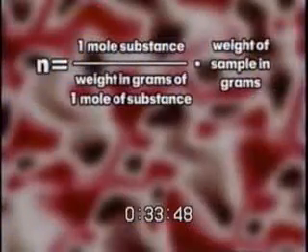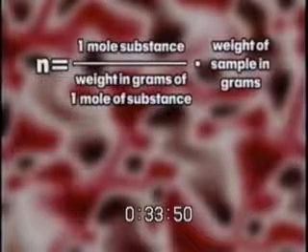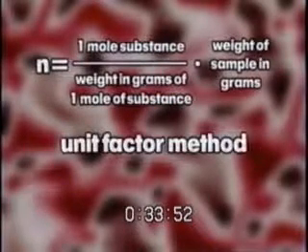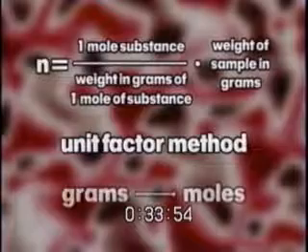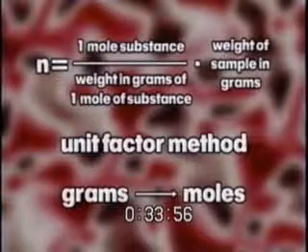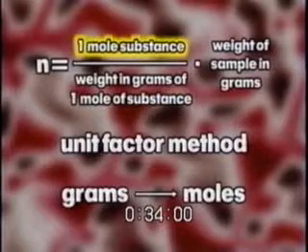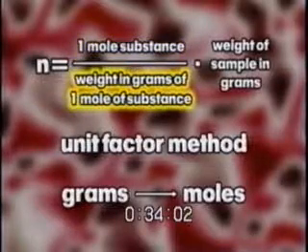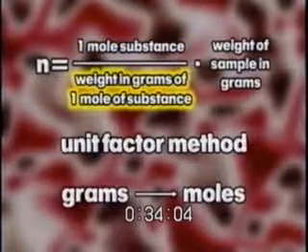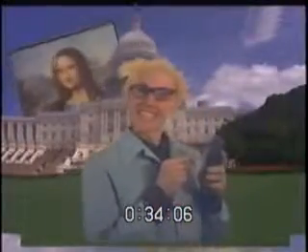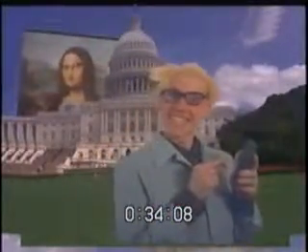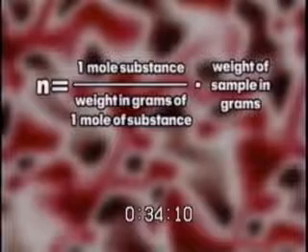Here's the equation you've been using to convert from grams to moles. Like we said, it uses the unit factor method to change units from grams to moles by multiplying the weight of your sample by 1 mole of the sample over the molecular or formula weight of the sample in grams per mole. Grams to moles. Now here's the simplified version.